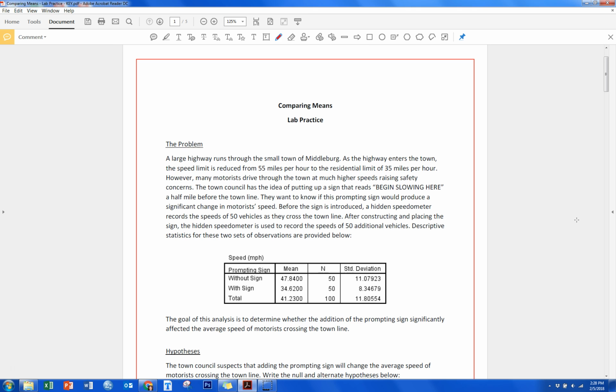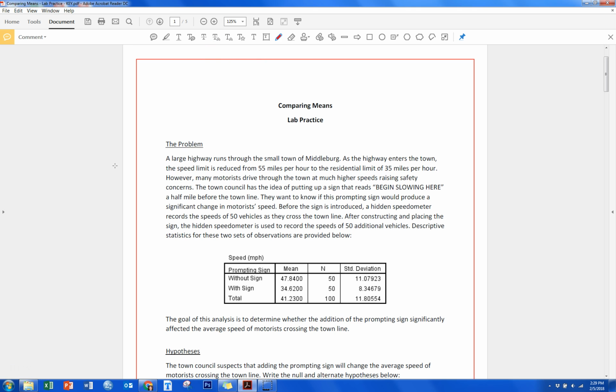The town council has the idea of putting up a sign that reads, "Begin slowing here," a half mile before the town line. They want to know if this prompting sign would produce a significant change in motorist speed. Before the sign is introduced, a hidden speedometer records the speeds of 50 vehicles as they cross the town line. After constructing and placing the sign, the hidden speedometer is used again to record the speeds of another 50 vehicles. Descriptive statistics for these two sets of observations are provided below.